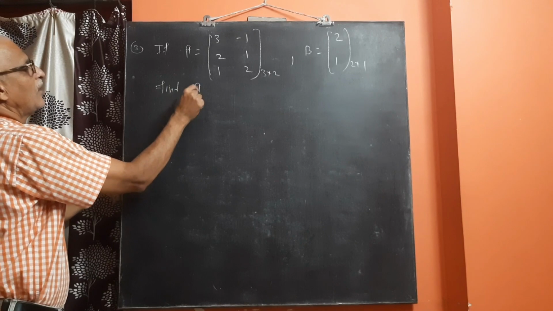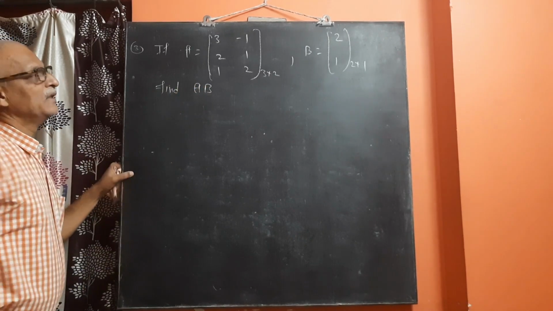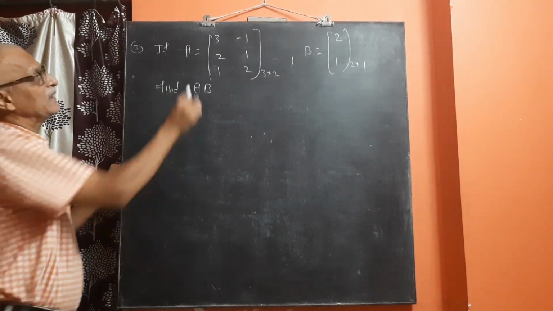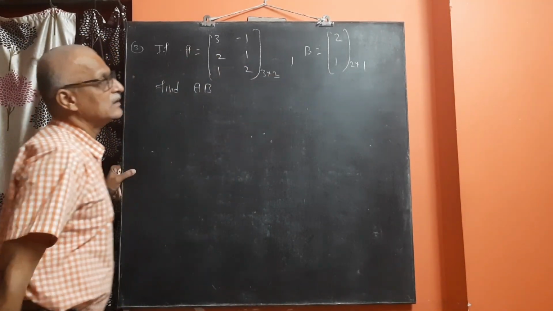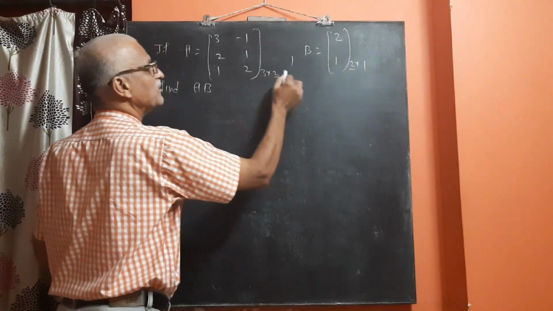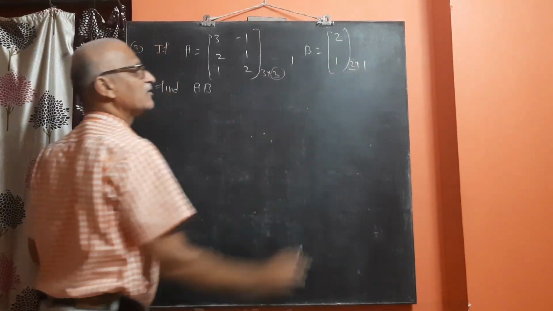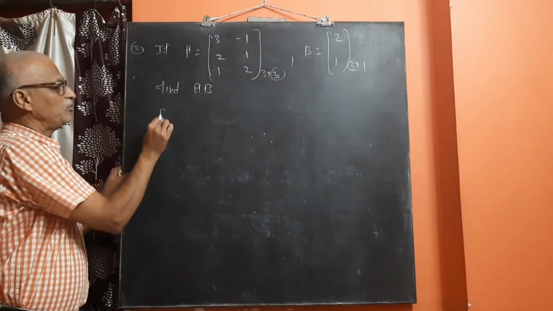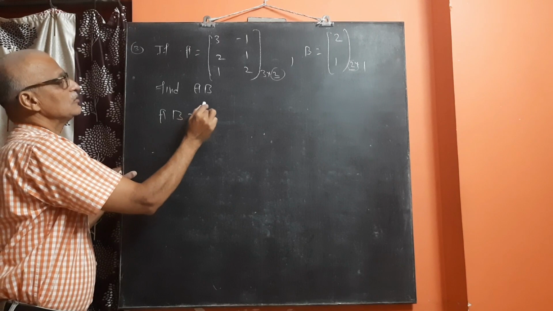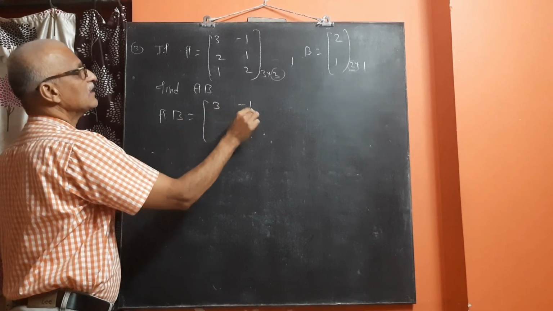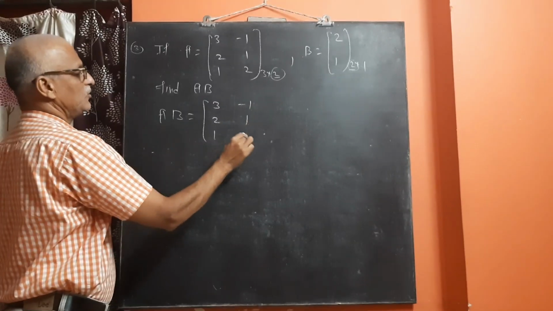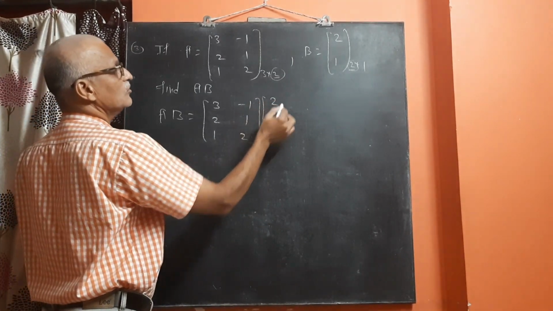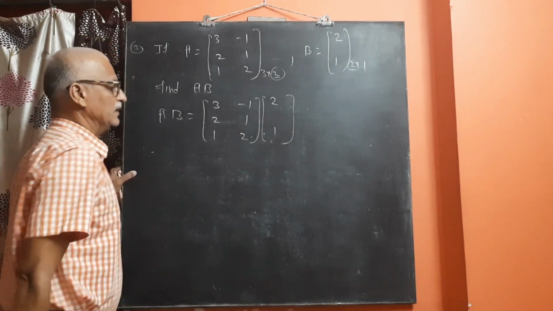Now to find out AB, we have to verify whether AB is possible or not. A के columns है 2, B के rows है 2. That means this 2 is equals to 2. So we can find out the matrix A into B. So let us find out A into B. We get A into B equals to matrix of 3 minus 1, 2, 1, 1, 2 into B. B is matrix of 2 and 1 is equals to.